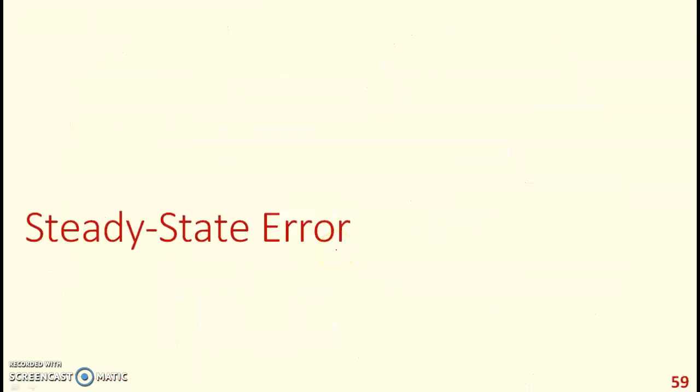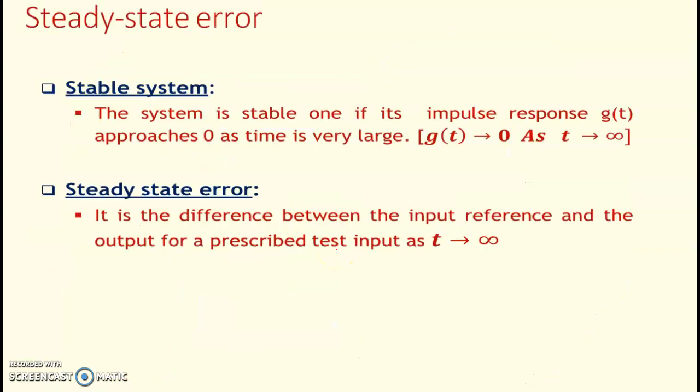So now we shall move on to the steady state error. The system is stable if the impulse response g of t, as t approaches infinity, that is the time domain function g of t, tends to 0 as t tends to infinity. That is the stable system.